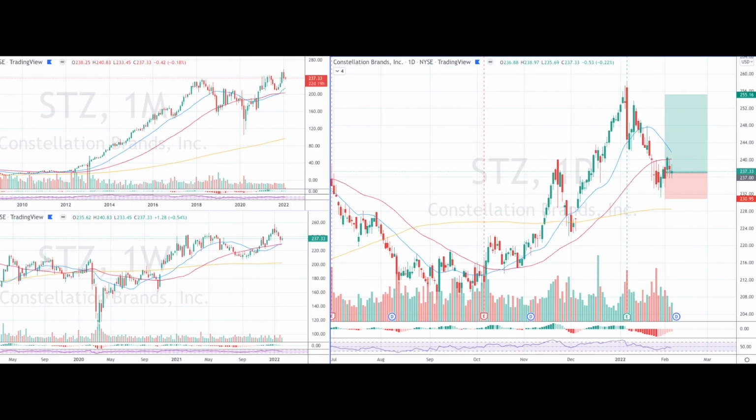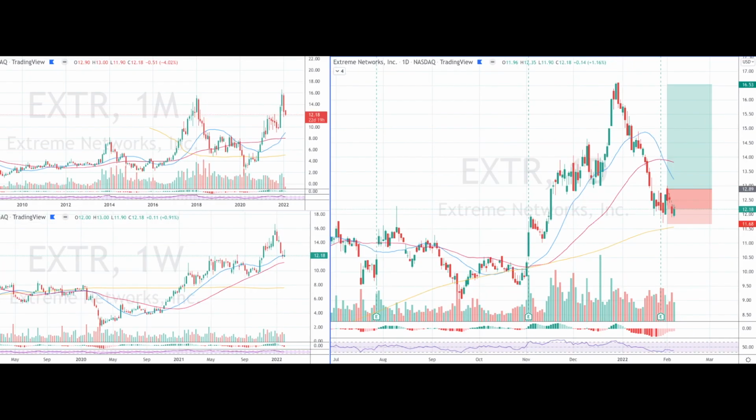STZ was the second one I chose to take. This one got off to a little bit of a slow start. We're currently sitting at break even. I'll be hanging on to this one as basically insurance if the market decides to rally instead of going lower.